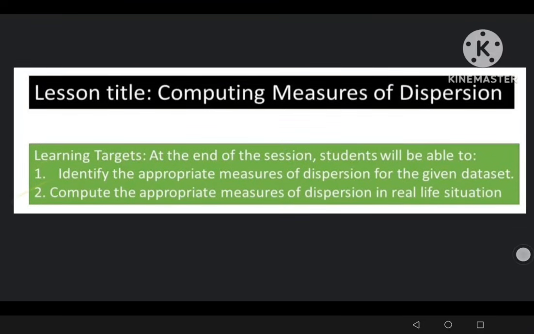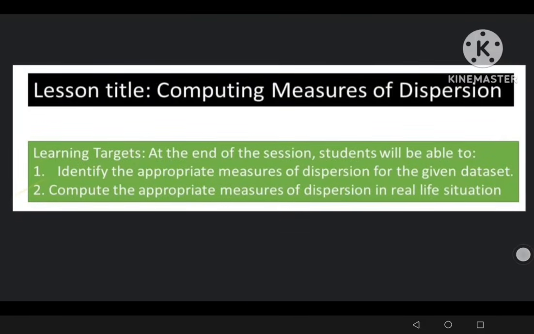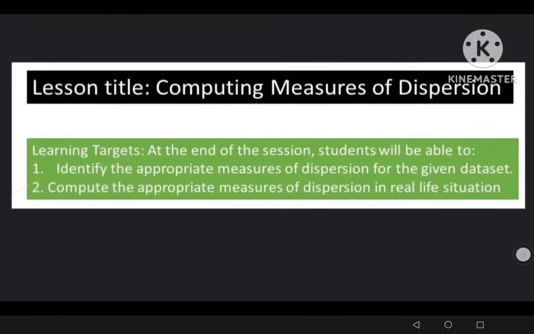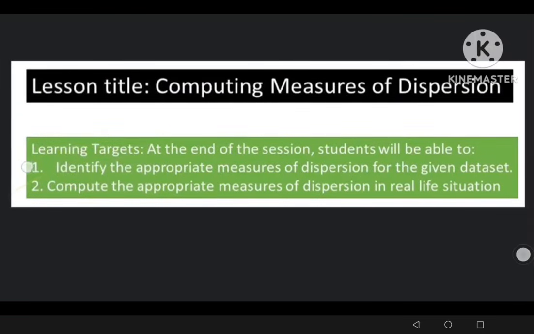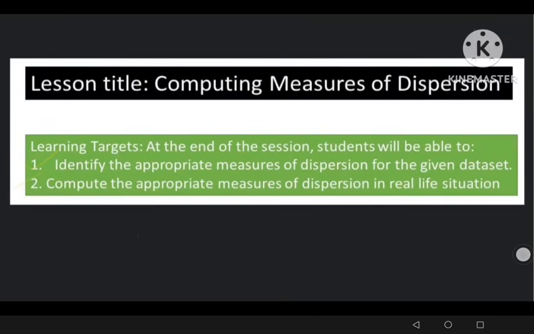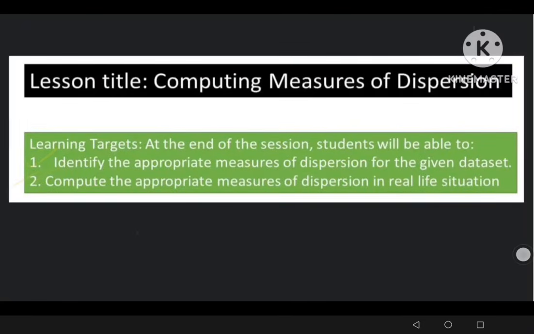We have our lesson title, Computing Measures of Dispersion. We also have our learning target this morning. At the end of this session, the students will be able to identify the appropriate measures of dispersion for the given data set, and we're going to compute the appropriate measures of dispersion in real-life situations.